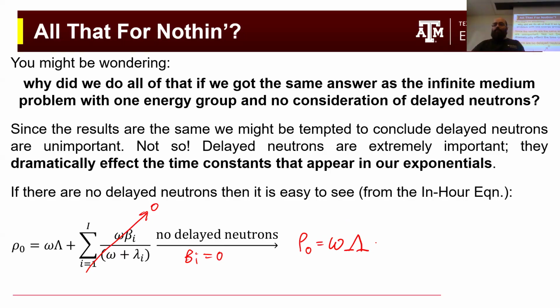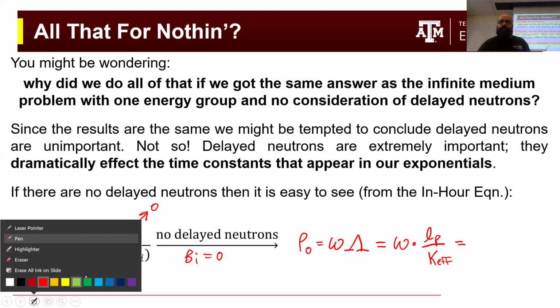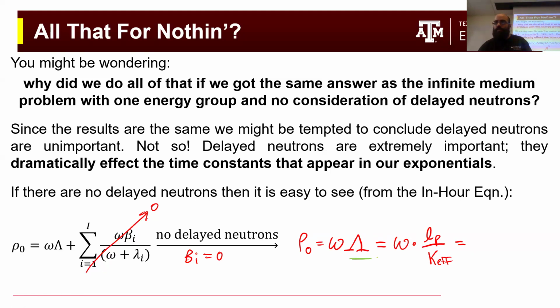And we can rewrite that because we have a formula for big lambda. We can rewrite that in terms of the prompt neutron lifetime. So the omega is the same, and I'm just going to rewrite big lambda as the prompt neutron lifetime over k effective. Hopefully that's okay, because that's just a definition. That's just the definition of big lambda. Big lambda is just this.